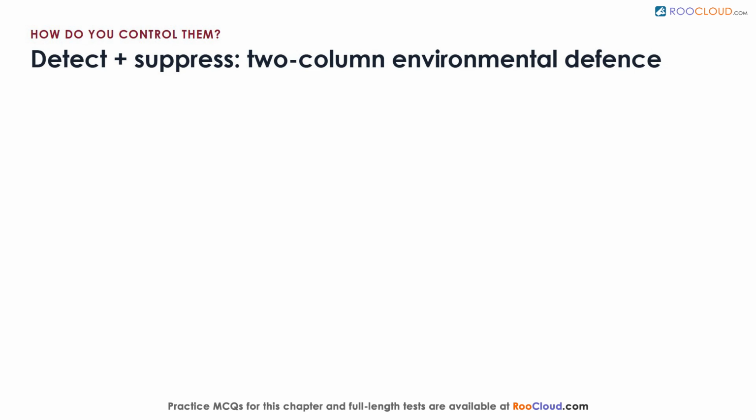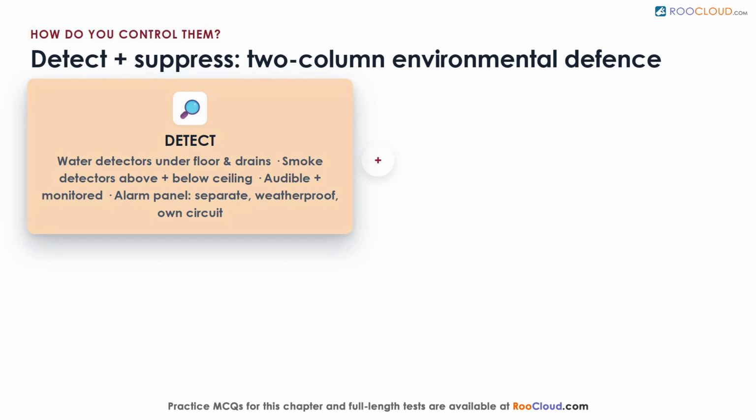So how do you control these environmental risks? With a layered set of safeguards. Start with detection. Place water detectors under raised floors and near drains. Put smoke detectors over the ceiling panels, beneath them, and under the raised floor. Both should sound an audible alarm and reach a monitored station. An alarm control panel should be separate, weatherproof, and on its own circuit.